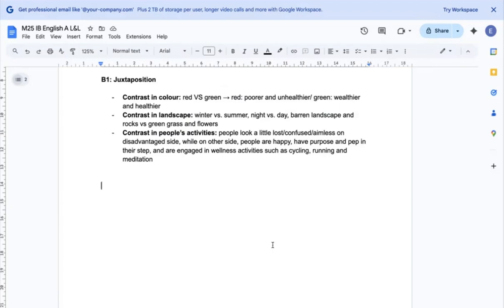Contrast in people's activities. People look a little lost, confused, aimless on the disadvantaged side, whilst on the other side, people are happy, have purpose and pep in their steps, and are engaged in wellness activities such as cycling, running, and meditation.